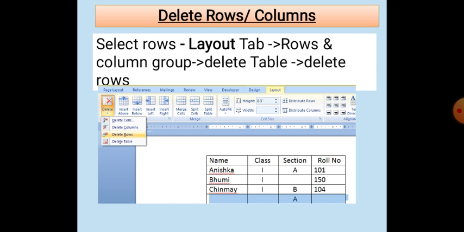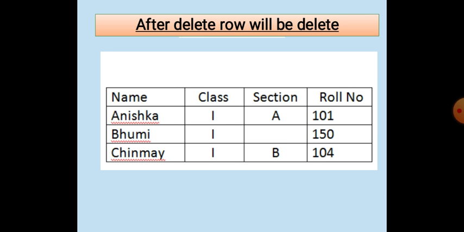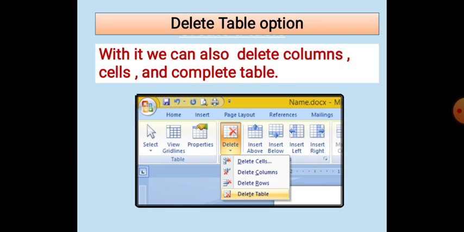So to delete a row, we will click on the delete row option, and we will find that as we have selected the delete row option, that row will be deleted from our table. In the same way, children, we can delete a column from our table. Now in some cases, if we want to delete the entire table, we will use the delete table option, and we will find that the table will be completely deleted with the content from our document.